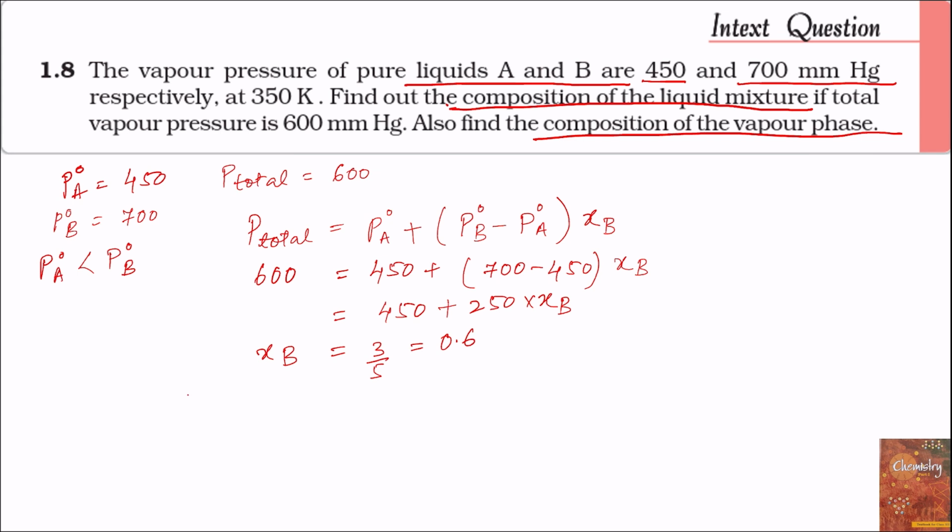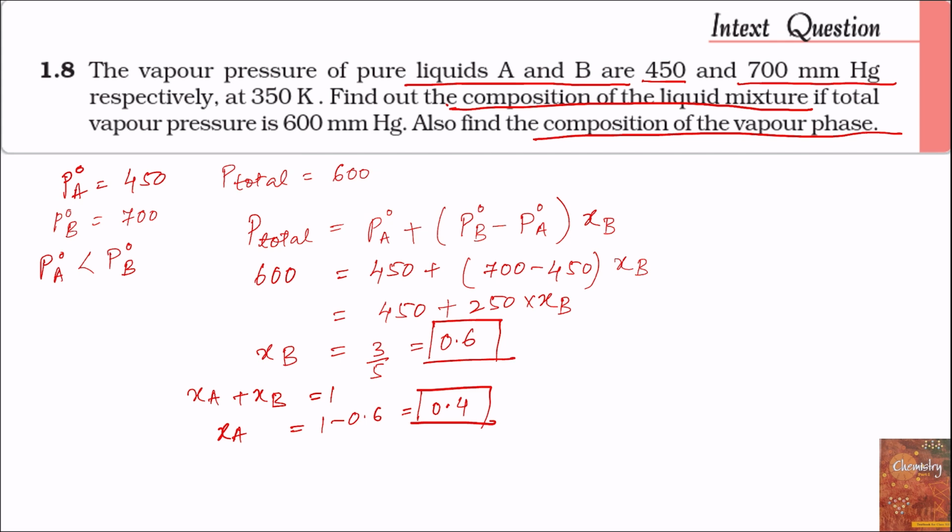and mole fraction of A plus mole fraction of B is equal to 1. From this, mole fraction of A is equal to 1 minus 0.6 and this is equal to 0.4. So this is the mole fraction of B in liquid mixture and this is equal to 0.6, and 0.4 is the mole fraction of A in the liquid mixture.